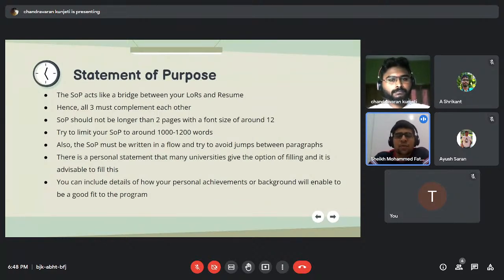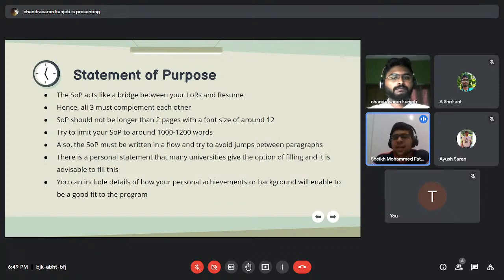And in the personal statement, you could include details of personal achievements and about your background, or how those have actually shaped you in your academic career, and how that will actually help you in your MS and things like that. Again, this is an optional document, but it is highly suggested that you fill this out, because it will go hand in hand with your SOP, and that personal front of your application can be explored using the personal statement that you provide.